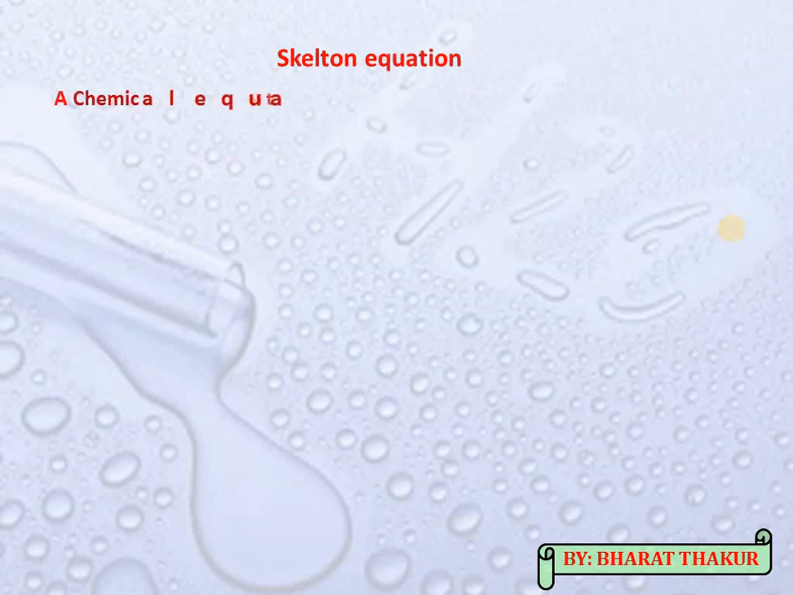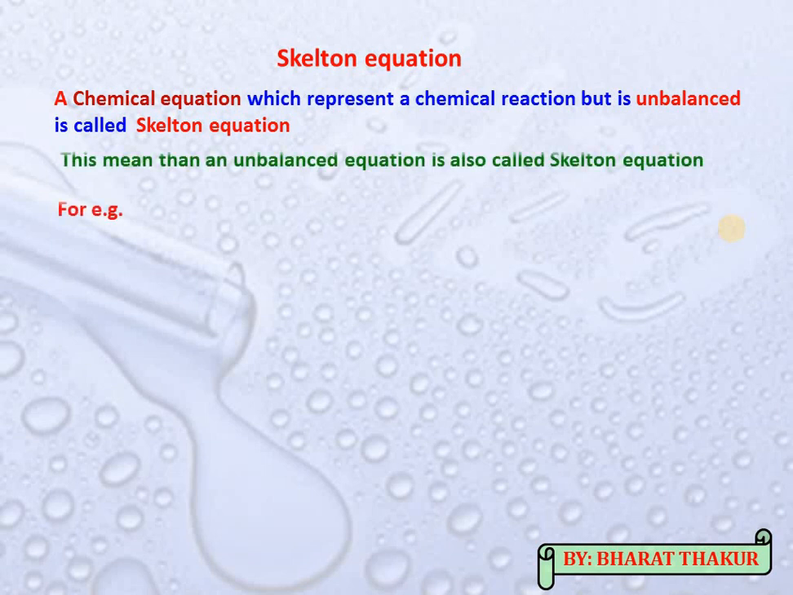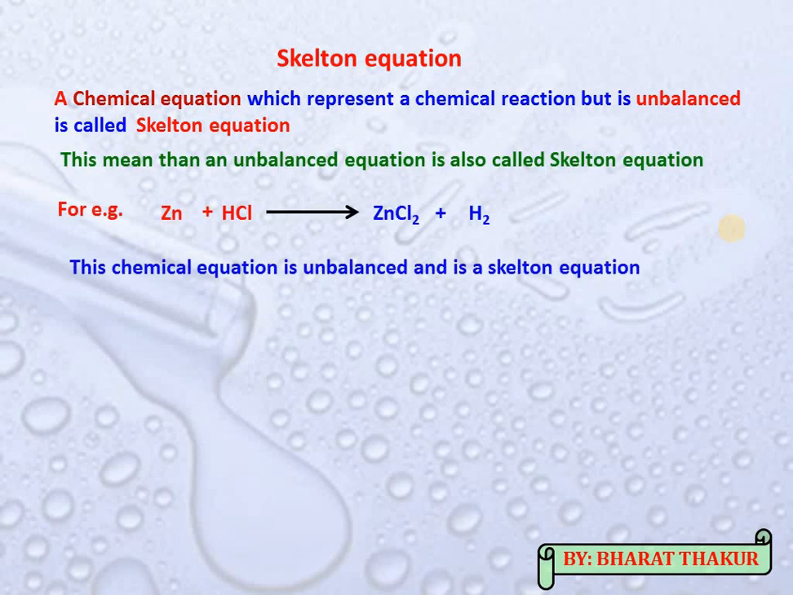Skeleton equation: a chemical equation which represents a chemical reaction but is unbalanced is called a skeleton equation, or we can say an unbalanced equation is also called a skeleton equation. For example, which we have already studied, in this equation the zinc on the reactant side and product side is equal, but the number of hydrogen atoms on the reactant side is not equal to the number of hydrogen atoms on the product side. Similarly, the number of chlorine atoms on the reactant side is not equal to the number of chlorine atoms on the product side. That's why we can say this equation is a skeleton equation. It represents a chemical reaction but is unbalanced.